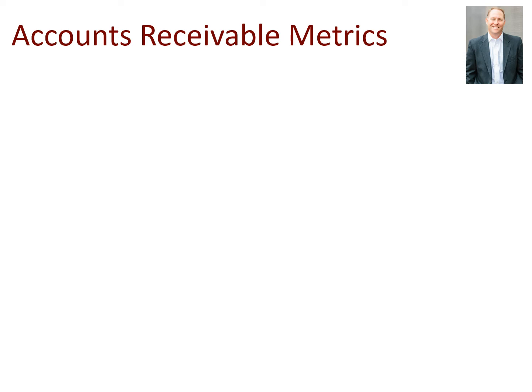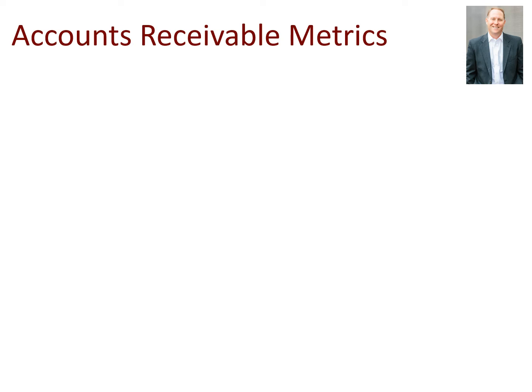The next section we'll look at is accounts receivable metrics. Accounts receivable, as a reminder, is the money that other people owe us. Generally speaking, from a distributor standpoint, this is for products or services that we've provided, for which we've extended credit, given customers a certain amount of time to pay.